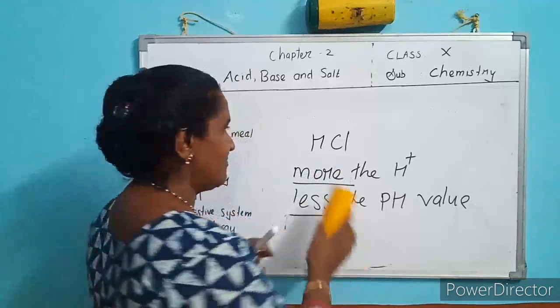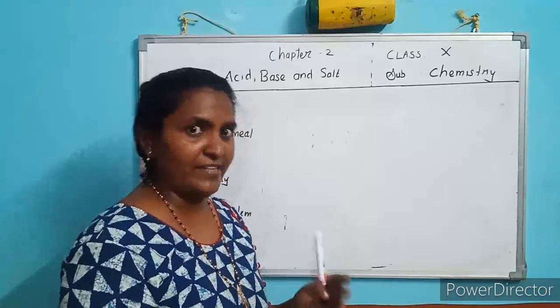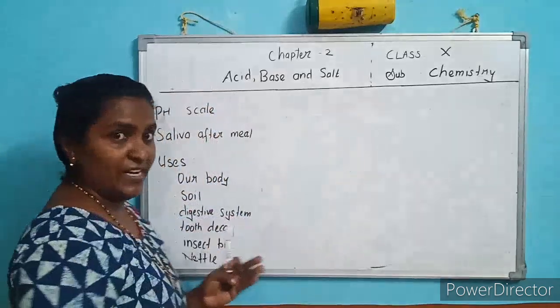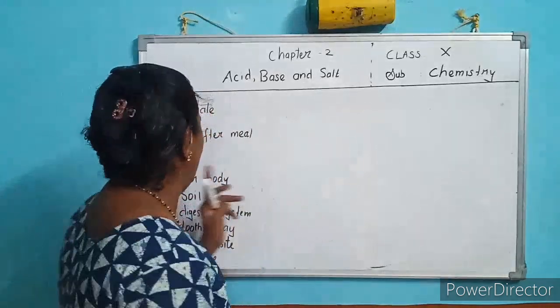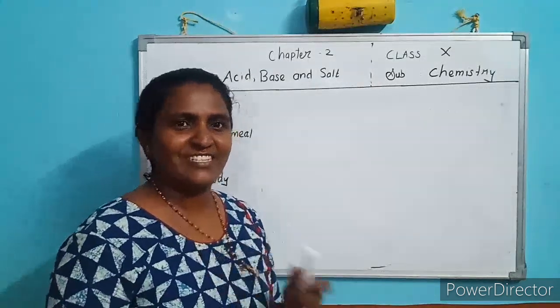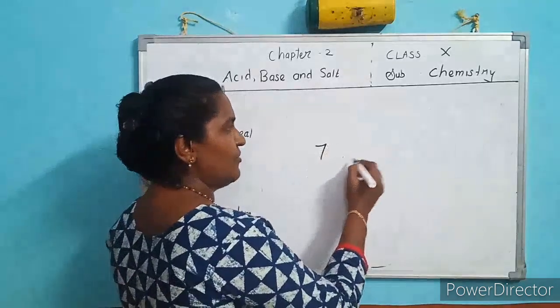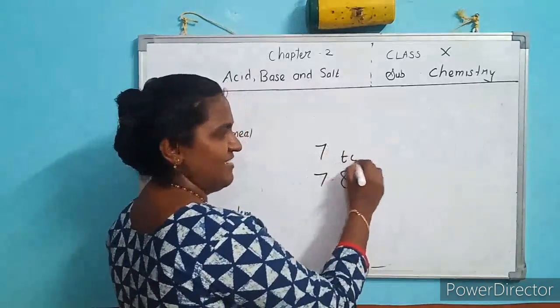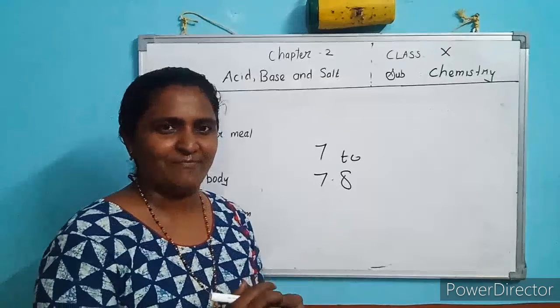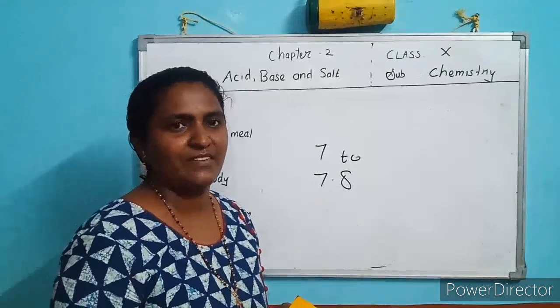Understood? Next we are going to study the uses of pH. What is pH? Power of hydrogen ion. First use is our body. Our body functions within a pH value of 7 to 7.8. In this range our body is functioning. If it goes beyond that, we cannot survive.